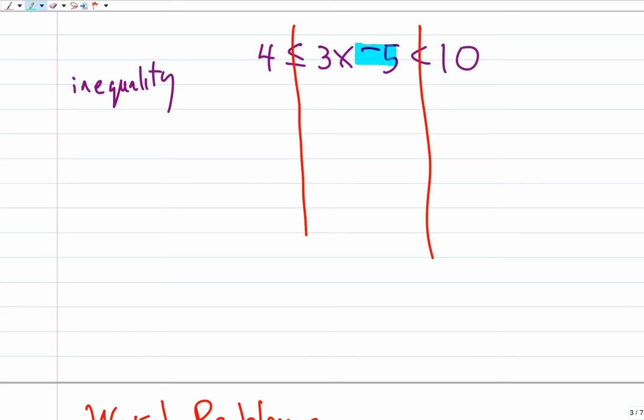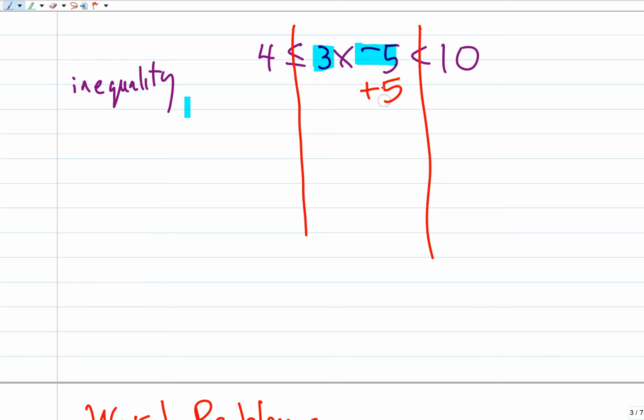I heard subtracted, and those are the only things happening to the x, right? So that's what I'm going to focus on undoing. I'm not going to worry about the 4 and the 10. I want to undo what's happening to the x. So how do I deal with that subtracting?